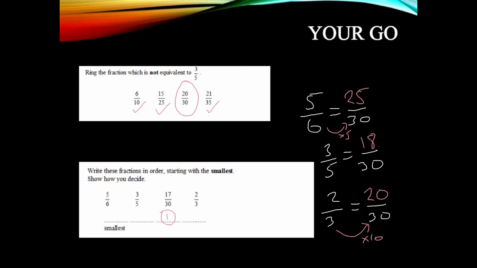18 over 30 is the next smallest. That was 3/5. 20 over 30 is the next one. That was 2/3. And lastly was this one. They're now in order, smallest to biggest. If you got all those right, well done.